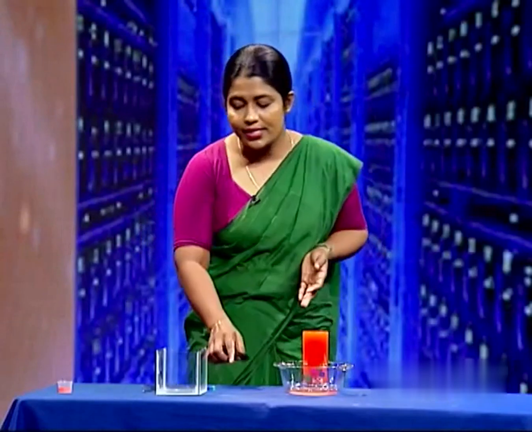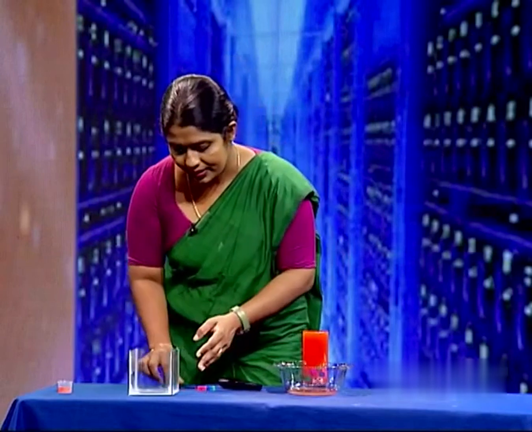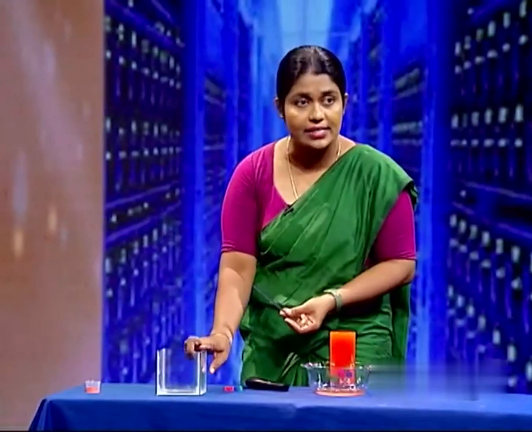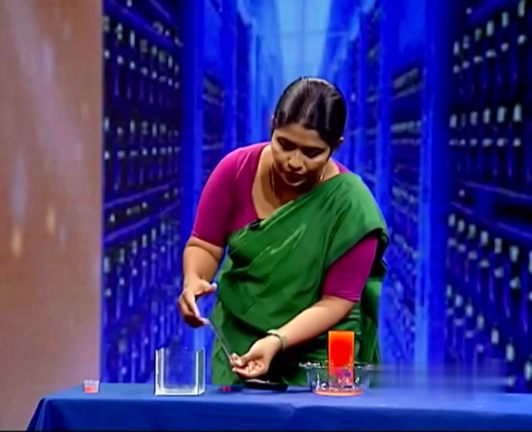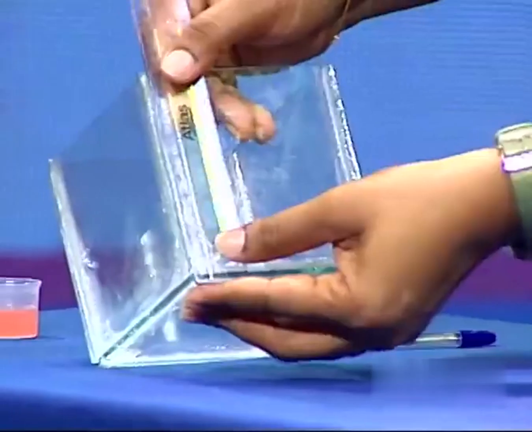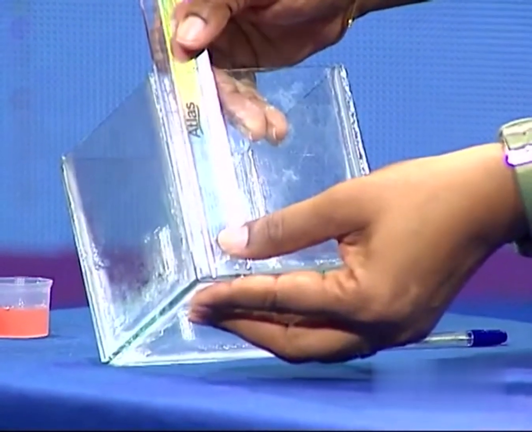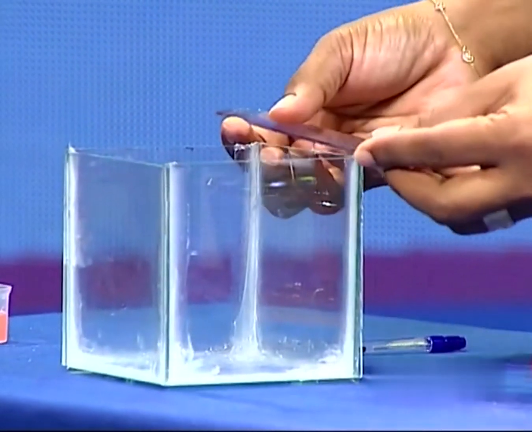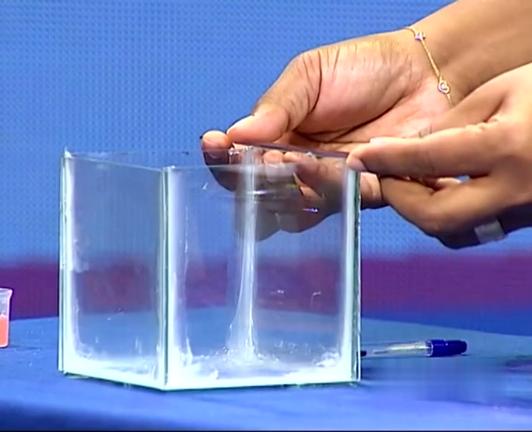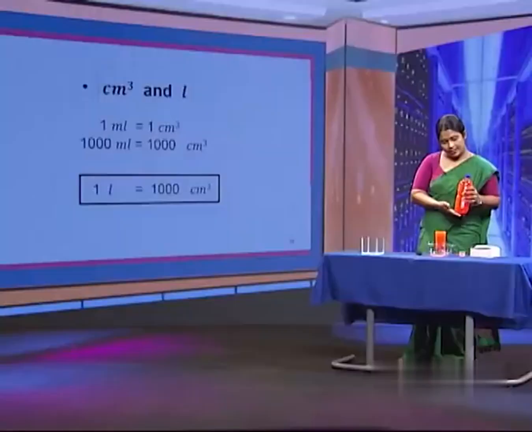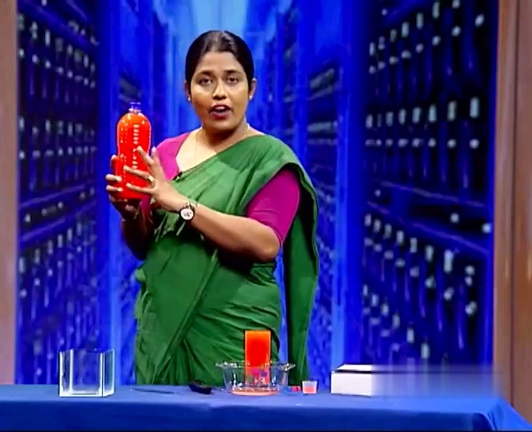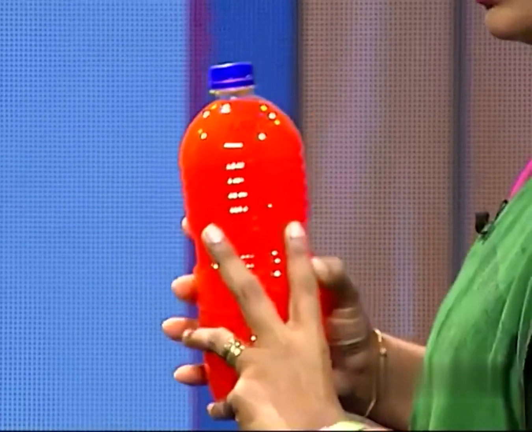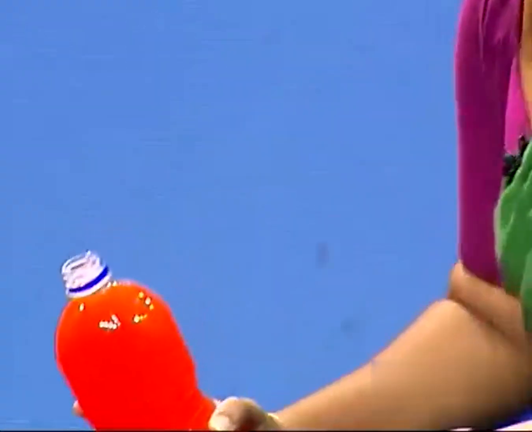Now I am going to prove this relationship also. This is a glass tank. The side length of this glass tank is 10 centimeters. Let's measure this one. The height is 10 centimeters, the length is 10 centimeters and the depth is also 10 centimeters. Now I am going to fill this tank with a liquid. This is a bottle. I have 1 liter here. Now I am going to fill this tank by using this liquid.